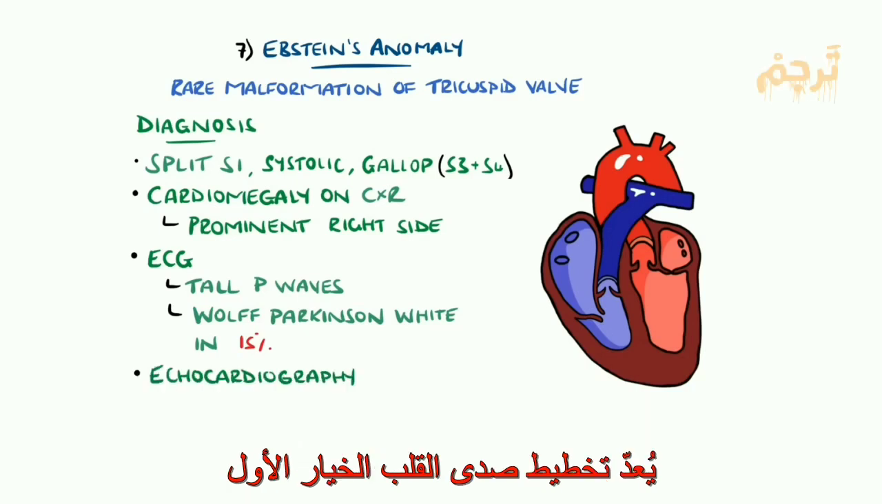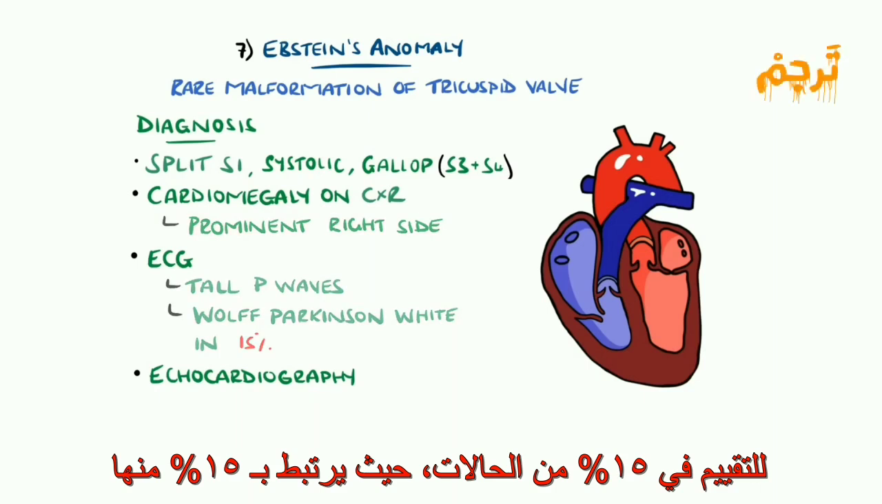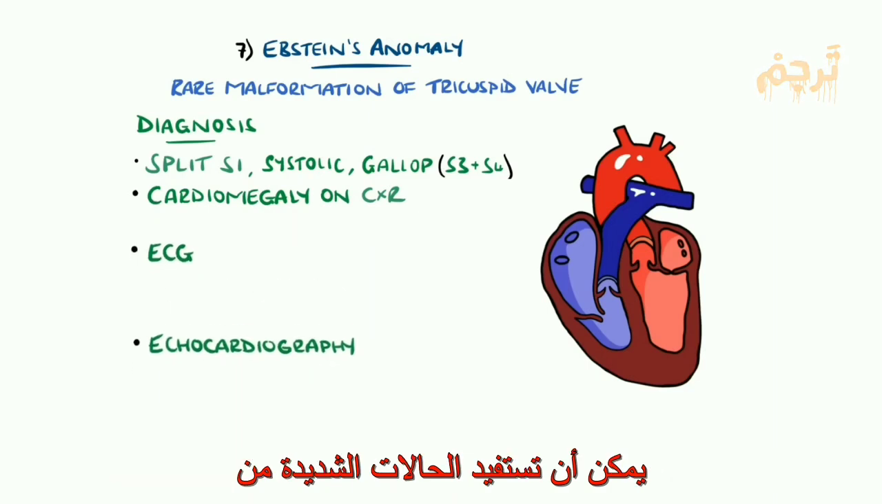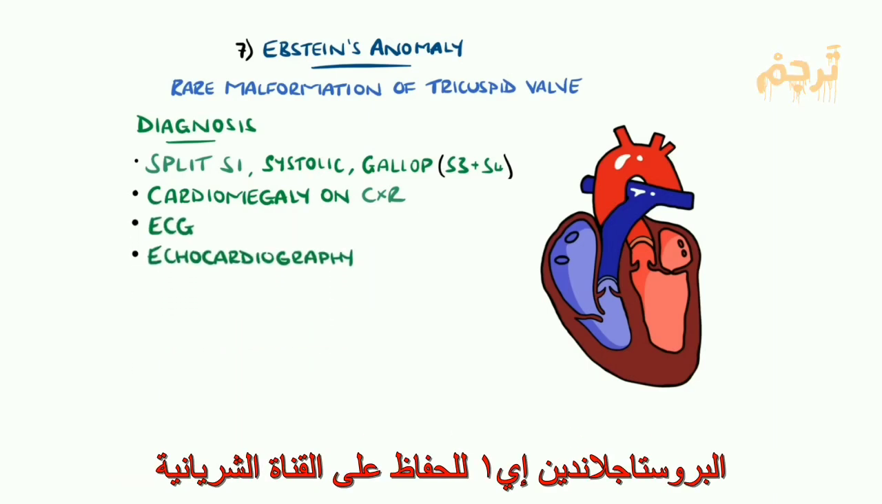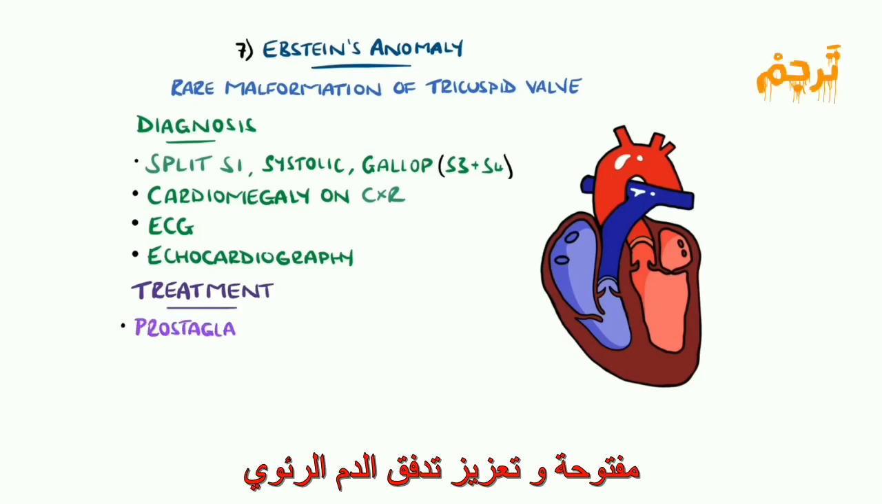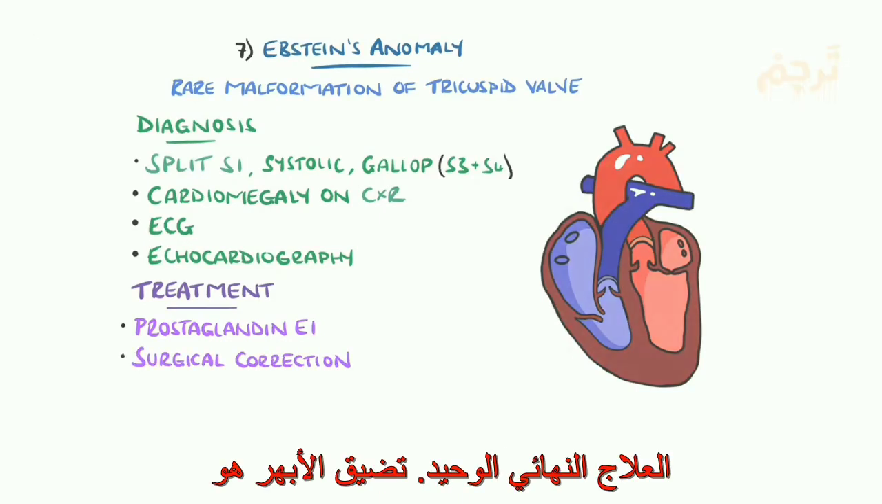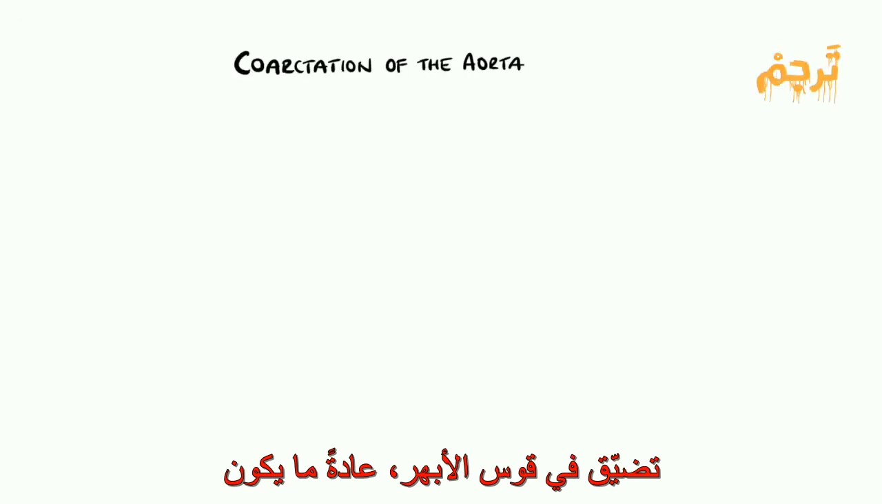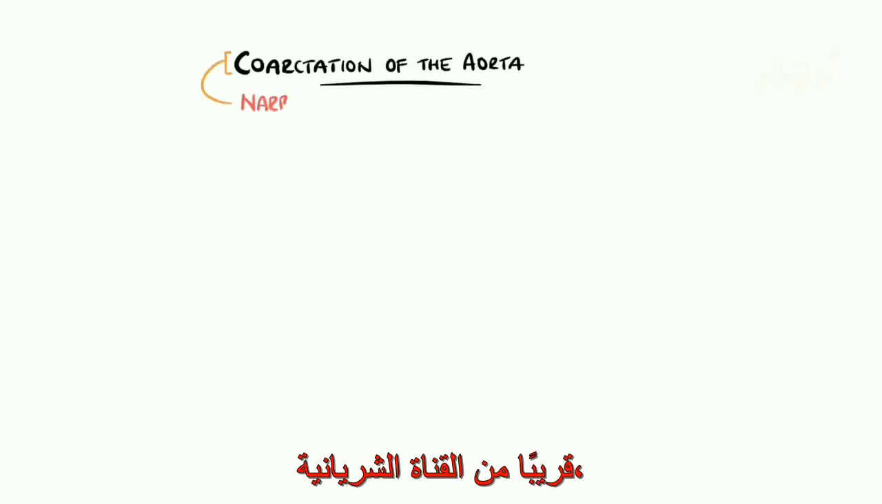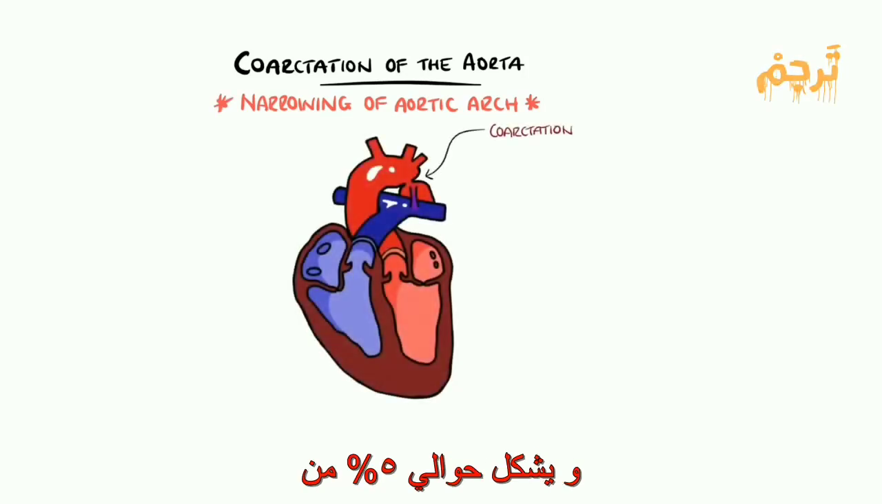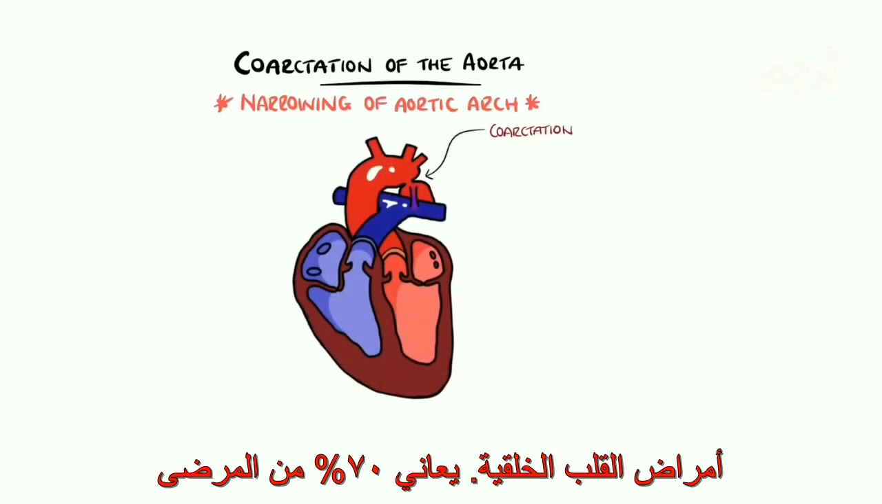Echo is again the first-line choice for assessment. Severe cases can benefit from prostaglandin E1 to keep the ductus arteriosus open and promote more pulmonary blood flow until the resistance falls, but surgery is the only definitive treatment. Aortic coarctation is a narrowing in the aortic arch, typically just proximal to the ductus arteriosus, and makes up around 5% of congenital heart disease.